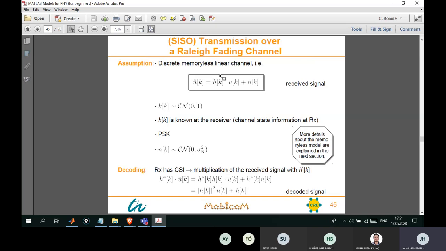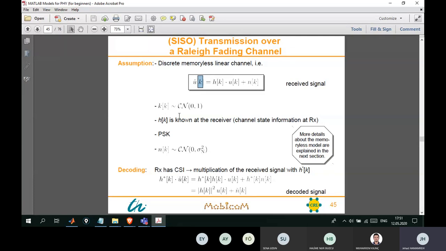Here, we also talked about how to model SISO, single input, single output transmission over a Rayleigh fading channel. We assume a discrete memoryless linear channel where your received signal U hat of K is equal to the channel multiplied by the information symbol plus the noise. This is the system model. This simple equation has meaning. U of K is the data that you want to transmit. H of K is the effect of the channel on your data. N of K is the noise added to your data, and this is what you receive, U hat of K.